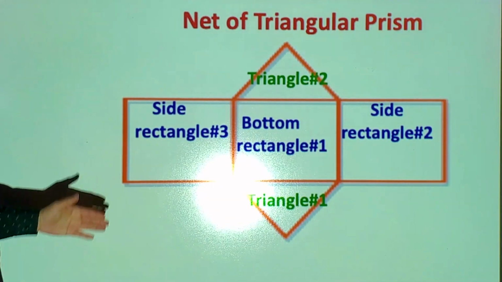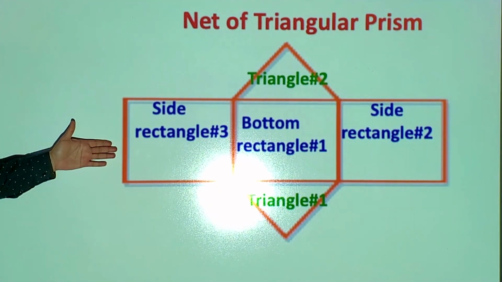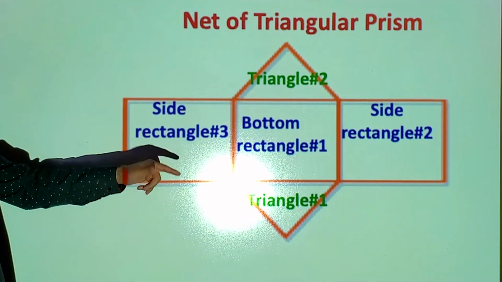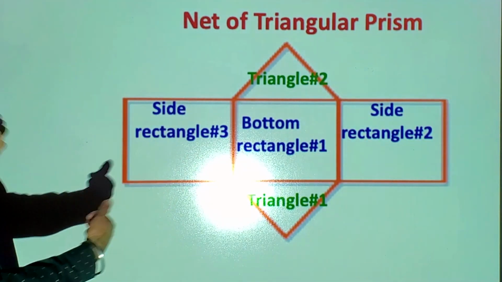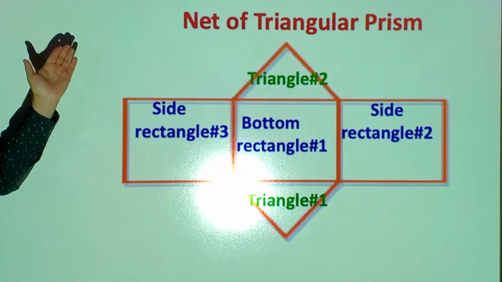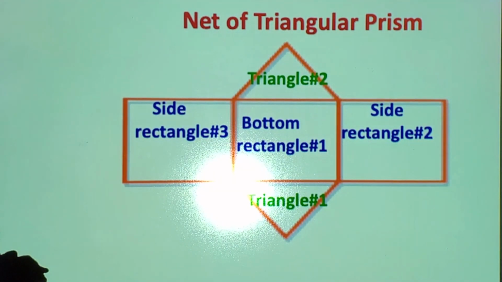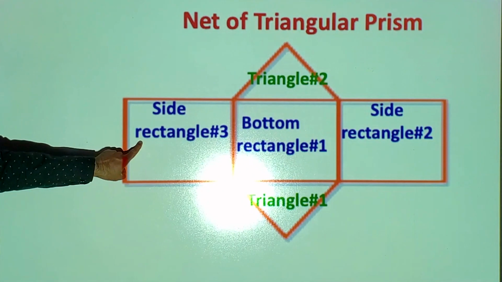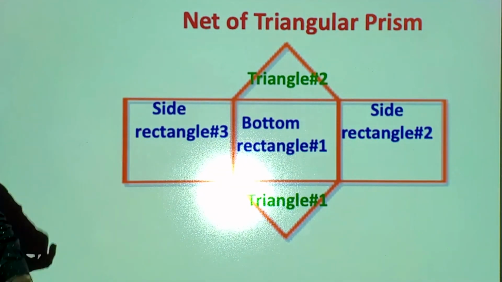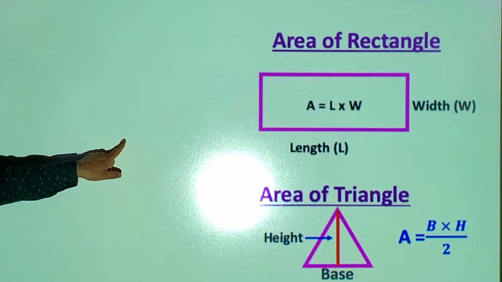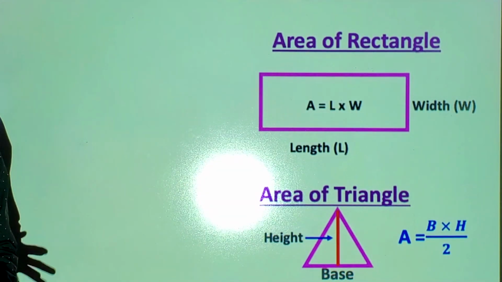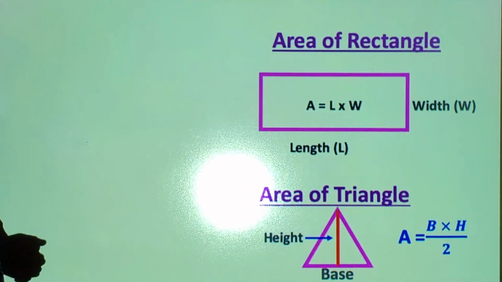If you open it, it looks like this. There are 3 rectangles, one at the bottom, 2 at the sides, and then there are triangles on the closing ends. Now, how do we find the area of a rectangle and how do we find the area of a triangle? Area of a rectangle, you learned in lower classes: length times width is the formula to find the area of a rectangle, and to find the area of a triangle, base times height divided by 2.